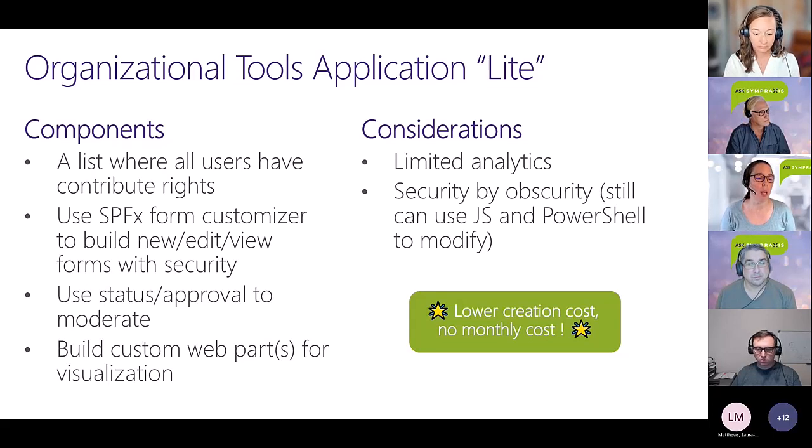And so then we'd use a column like a status or an approval column to provide some moderation, so that if you're in a group of users where you have the rights to approve a tool in the list, then you would see some UX where you would be able to do that step. And then of course we could build some custom web parts, one or more depending on what you need, to give visualization to that content and that list.